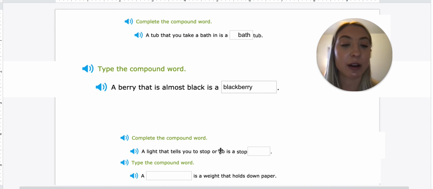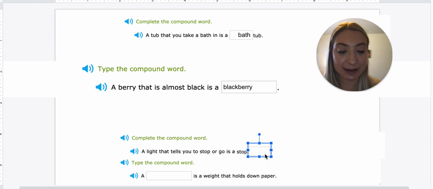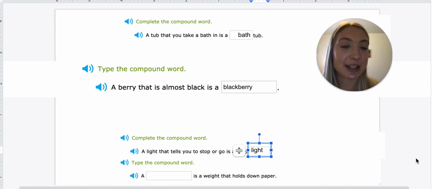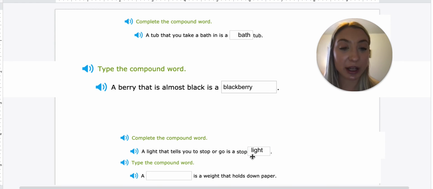Now we're completing the compound word, which means they're giving us a part. We have to find the other part. So a light that tells you to stop or go is a stop. So it's what kind of thing? It is a light, so it would be a stoplight. So remember, they're asking for a part of it. We're completing the word. We're not typing the whole compound word. So this is the first part. This is the second part. Together, they give us stoplight. And both of the words will be in the sentence. We just have to find which ones we put together.